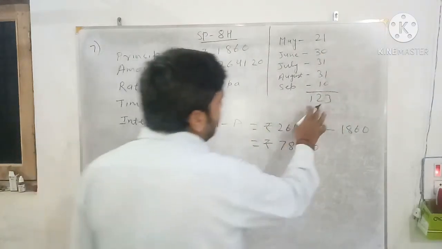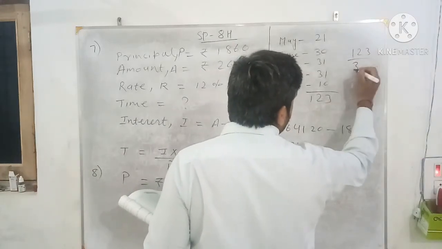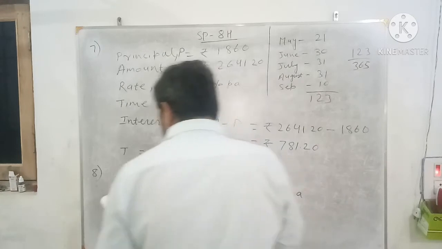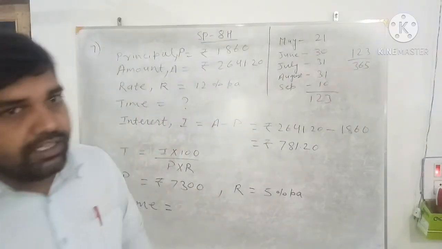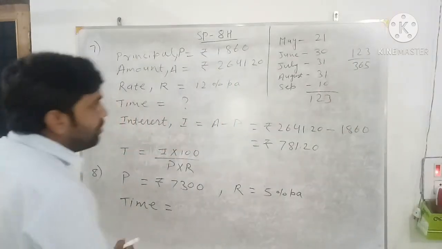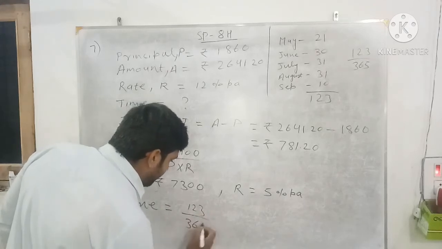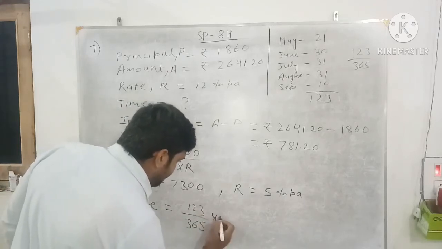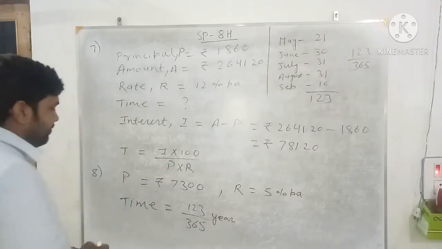Now convert these 123 days into years. So divide 123 by 365, because the year 2017 is an ordinary year, not a leap year, and an ordinary year has 365 days. So the time we got is 123 by 365 years.